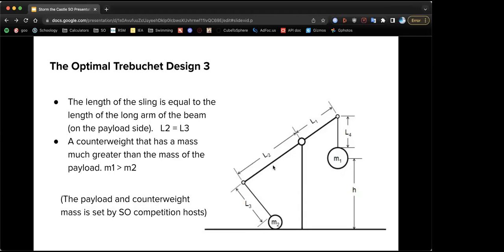The payload and the counterweight are set by the competition host, so you can't really change the mass of it.